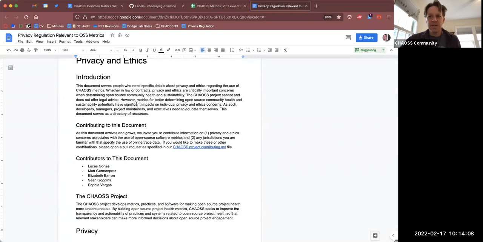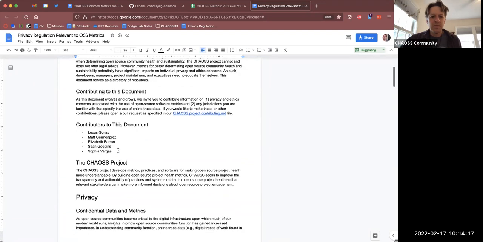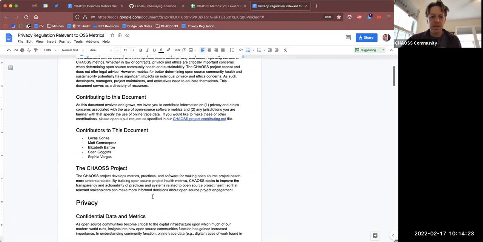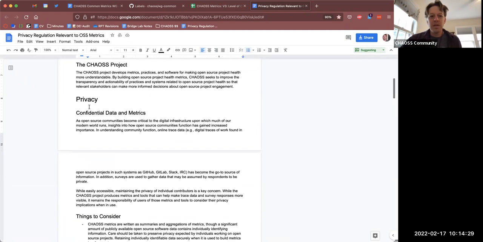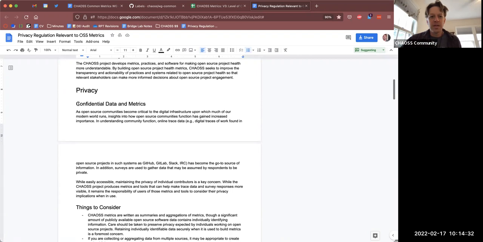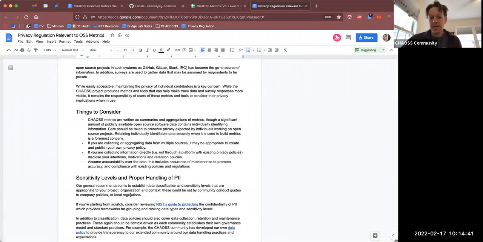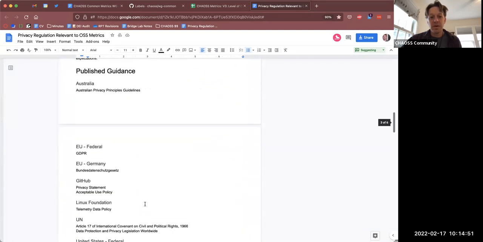So with respect to this document, could y'all take a look at this for a second? The top is, we can add more here. The top is just a lot about what this is about and how to contribute to this thing and who we are. So then there's a section on privacy, confidential data and metrics. It's a why privacy cares or why privacy matters in this case, things to consider around privacy, proper handling of PII, and then published guidance around privacy.